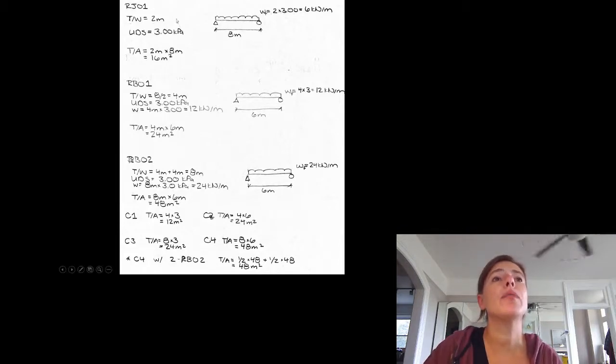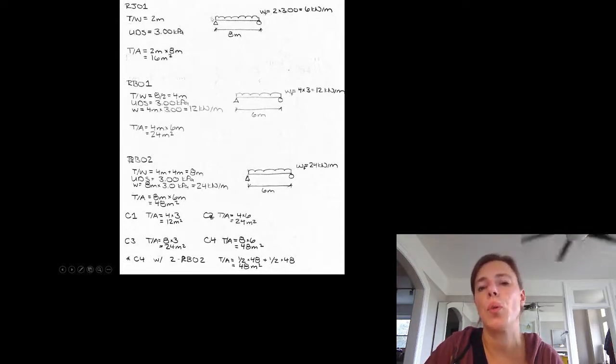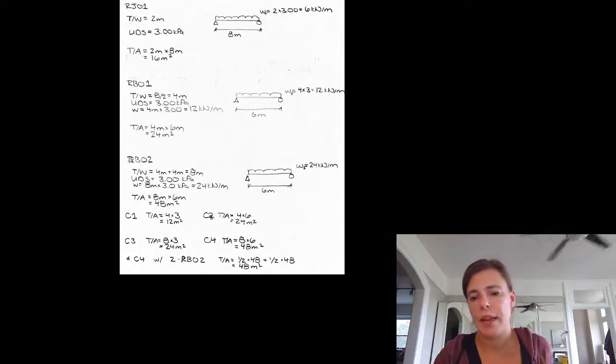So here I've drawn out the tributary area. You can see that RJ01, we had a 2 meter tributary width, and here's our tributary area. This is the component I told you not to worry about, but we're going to learn to do that later in the term. I added it in here just in case anyone comes back and wants to take a look at it later. You'll be like, oh yeah, I know how to do that now. But really we're multiplying the tributary width by the load to see what linear load is on the beam. We're going to spend lots and lots of time doing that later in the term.